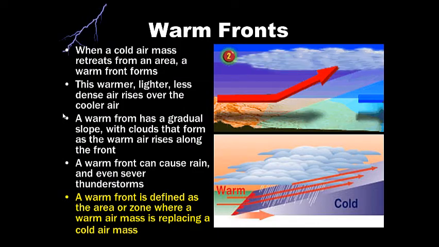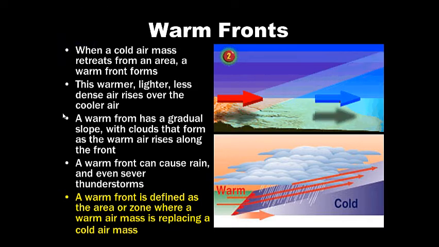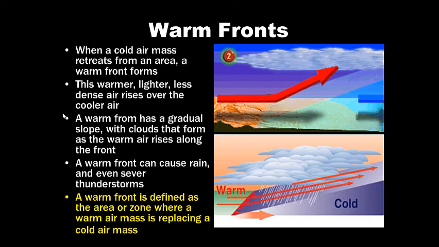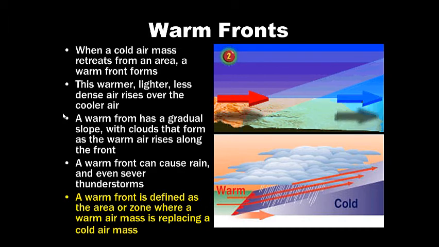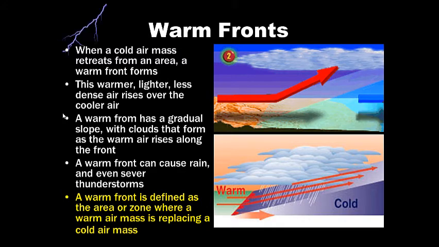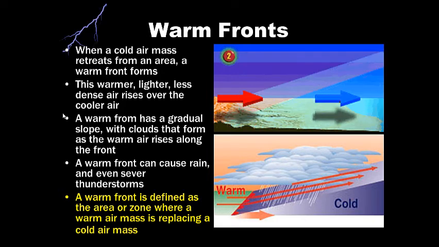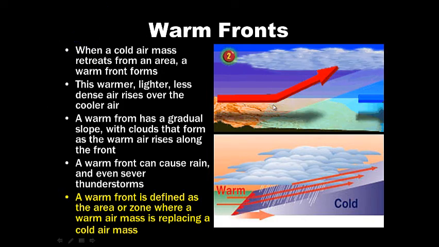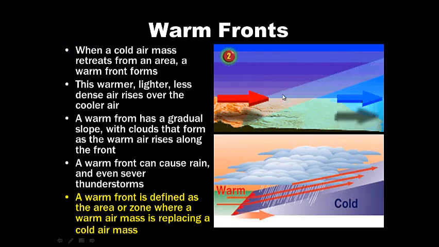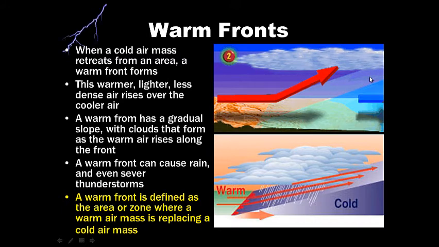The last type is a warm front. When a storm typically moves over California and the rest of the United States, what arrives first is the warm front. When a cold air mass retreats from an area, a warm front forms. This warmer, lighter, less dense air rises over cooler air. In this case, look at the warm air here pushing over the back of the cold air and coming up on top of it. It's catching up to it and rising up over the cold air.